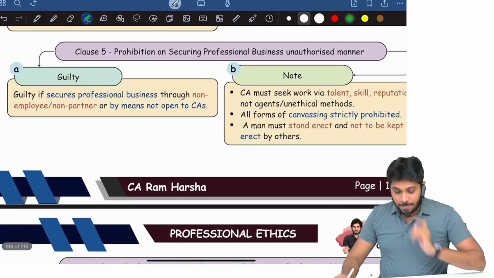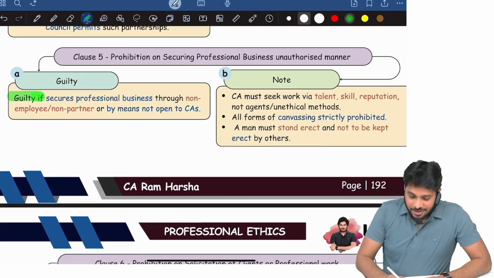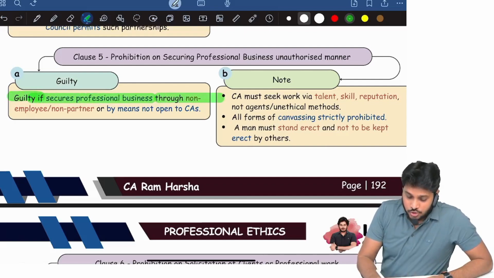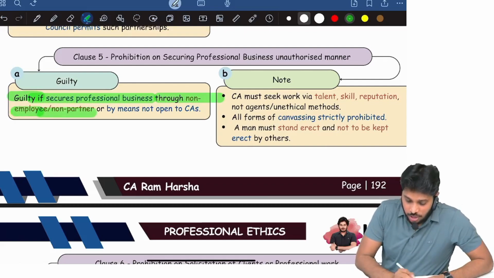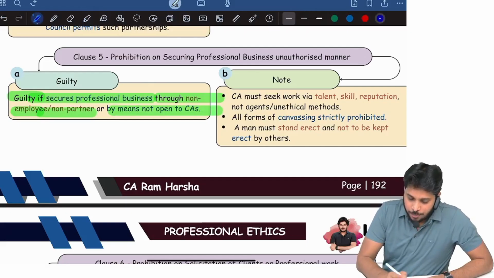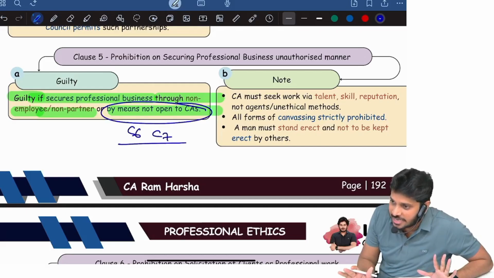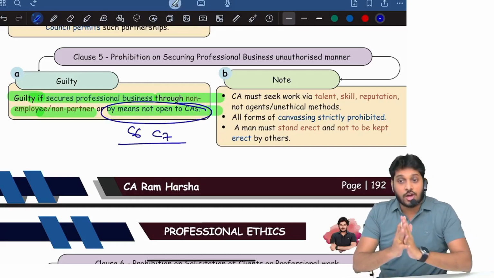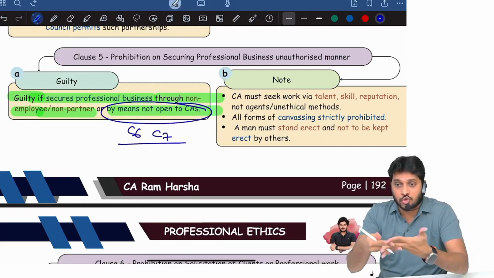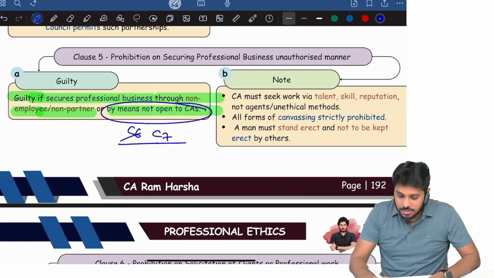clause number 5. A CA is treated as guilty if at all he is securing professional business through a non-employee, non-partner, or by means not open to a CA. What are the means not open to a CA? Clause number 6 and clause number 7 give guidelines on that. So what are all the non-permitted means through which you cannot obtain work? Clause number 6, clause number 7.